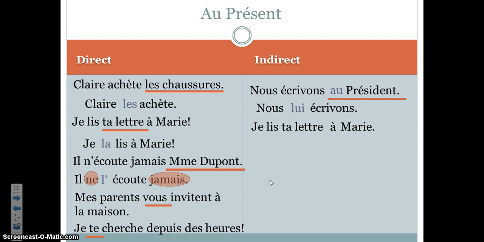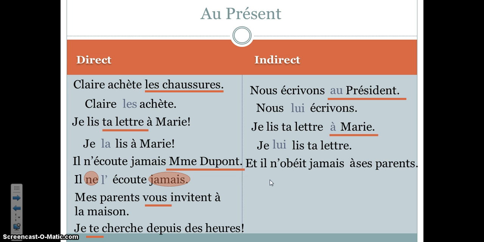Let's look at this exact same example as before. Je lis ta lettre à Marie. But this time, instead of replacing the direct object, let's replace the indirect object. So we already identified je as the subject, ta lettre as the direct object. And Marie is the indirect object because of the à. So I am reading your letter to Marie.